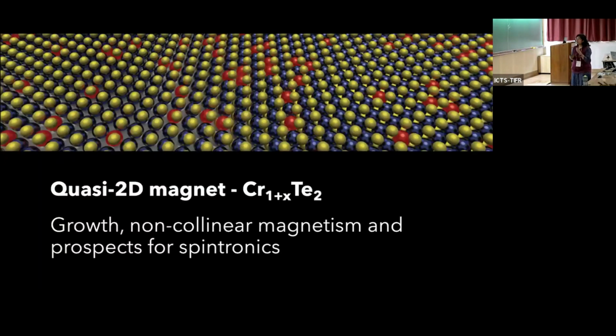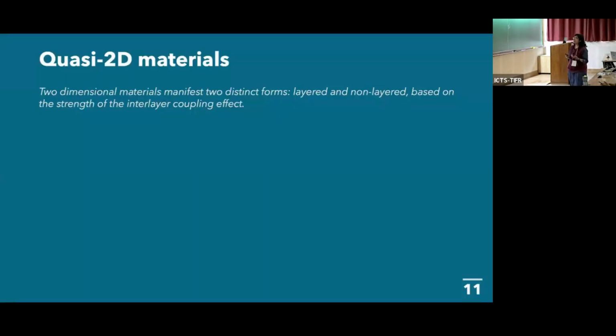With this introduction, I would now like to talk more about one of the materials that we have been studying of late, a quasi-2D magnet, chromium telluride. Why this? What are these quasi-2D materials? Why are these not called 2D materials but instead quasi-2D?